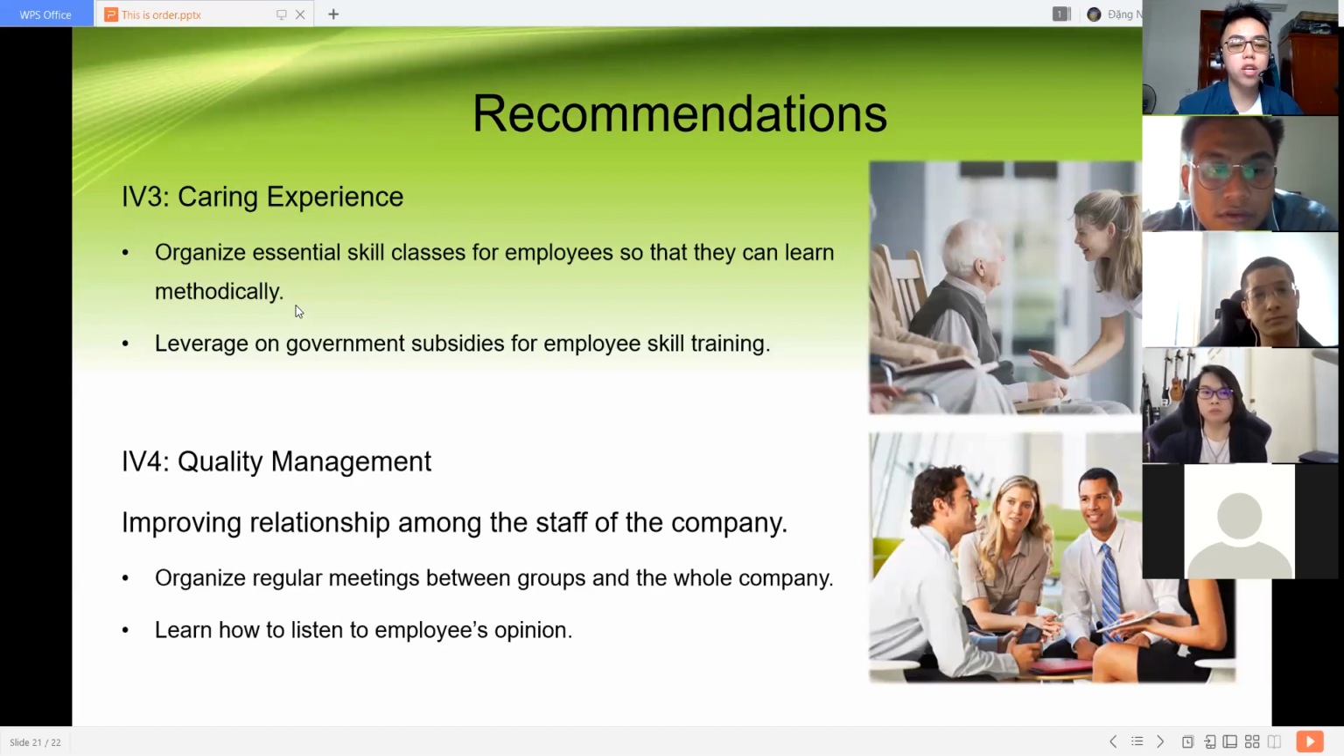And lastly, for quality management, we want Pro Aged Care to further improve the relationship of the staff within their company. It is an aged care house, yes, but it is also a business. Normally the relationship, especially between the staff and the manager, is not good. So we want people to at least listen to other people's opinions. We believe that when people's opinions are listened to and respected, they're going to work much better, therefore resulting in much better quality care for Pro Aged Care.